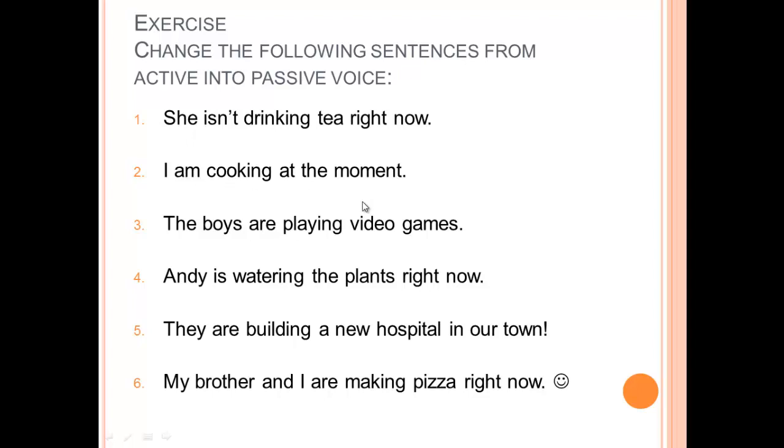I'm cooking at the moment. The boys are playing video games. Andy is watering the plants right now. They are building a new hospital in our town. And finally, my brother and I are making pizza right now.